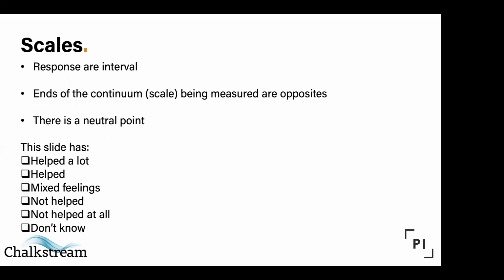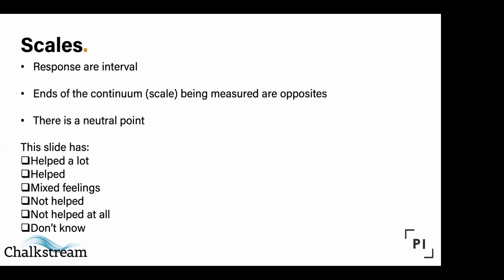Just thinking about scales, we often use scales on online surveys and other research methods, but specific to online services, there can be a really useful way of asking a question, and they make the most out of digital publishing layouts. Setting the interval, it's really important that the ends of the scale are opposites and that there is a neutral point.